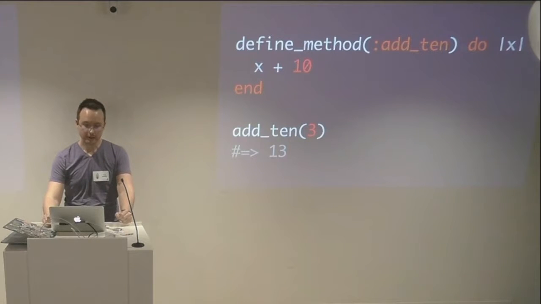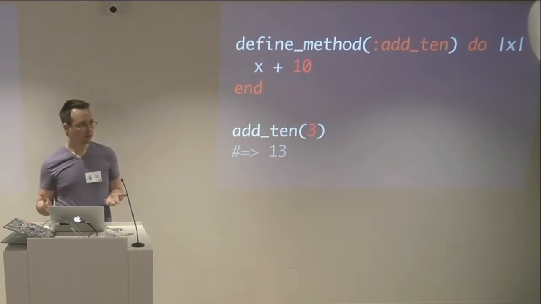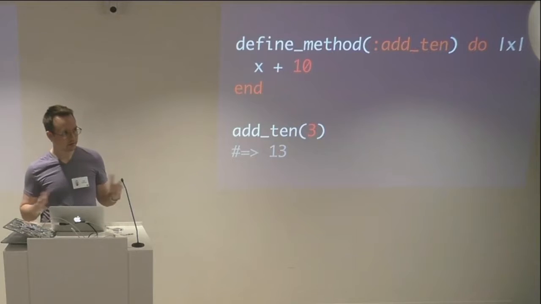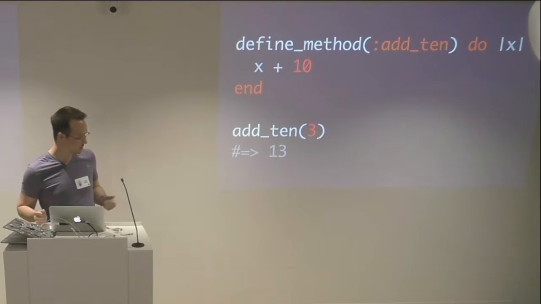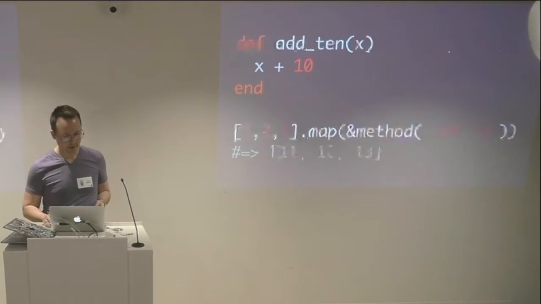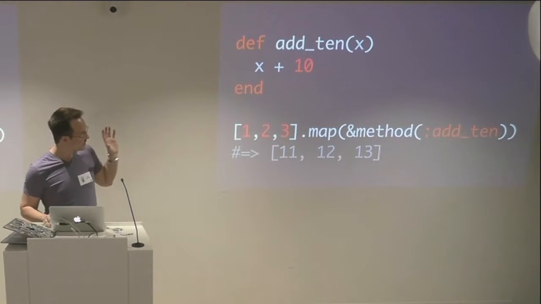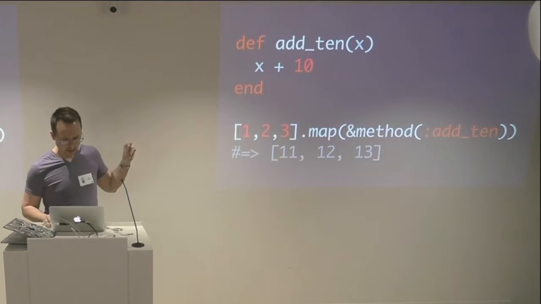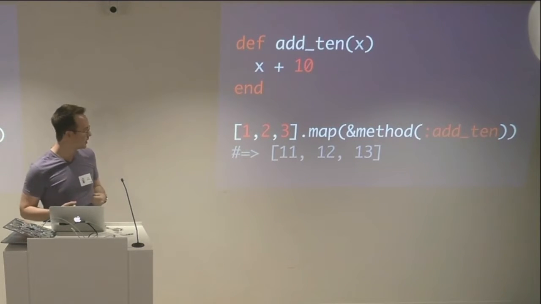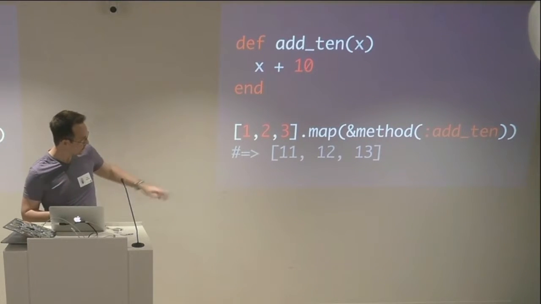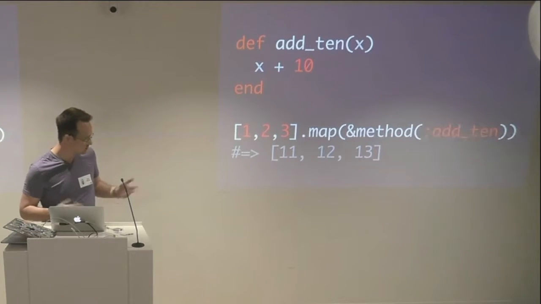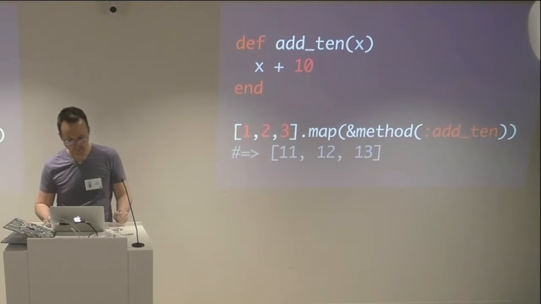They're so similar, in fact, that we can create a method from a block. Here you see the do-end indicating a block, creating a method, and then we call the method with 3, and the result is 13, indicating that it works. And the reverse is also true. We can take a normal method up here and turn it into a block, which is passed into map down at the bottom, returning 11, 12, 13, indicating again that it works.